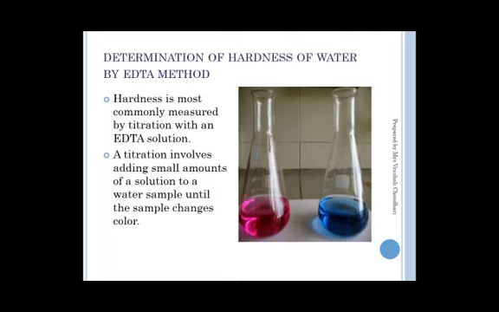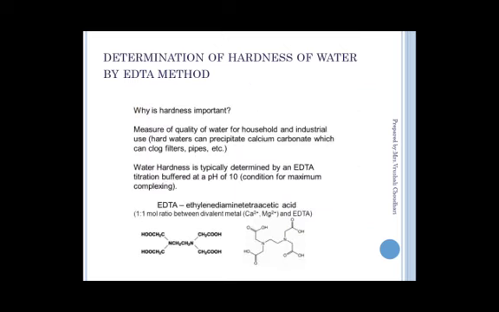That is determined by titration with EDTA solution. In this process, we titrate water with EDTA in the presence of EBT indicator, Eriochrome Black T indicator. When we add the indicator, we get a wine red color water. As we add EDTA, it turns to blue color. Blue color is the end point, and the amount of EDTA required to convert wine red to blue gives the hardness of water.